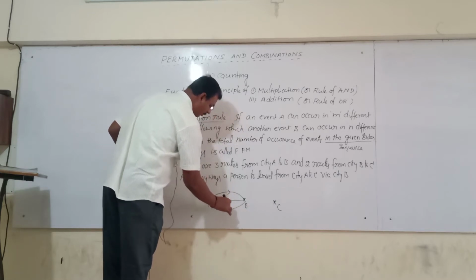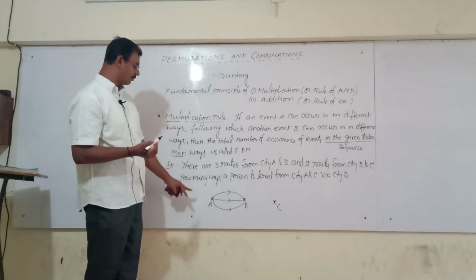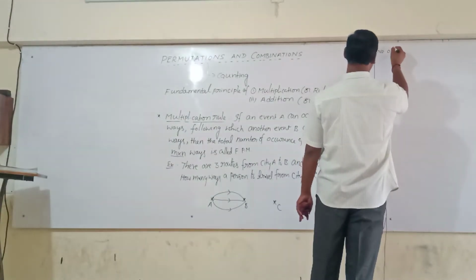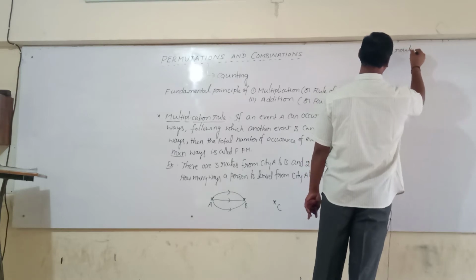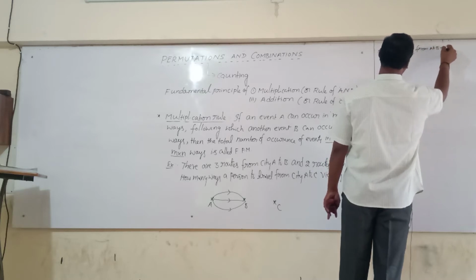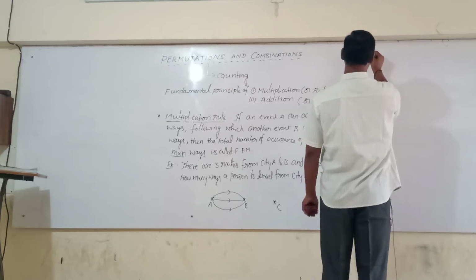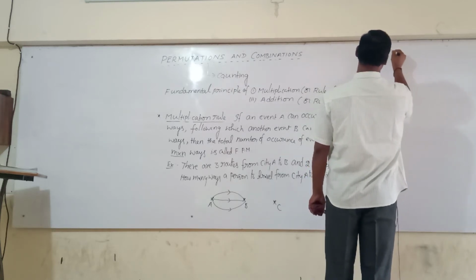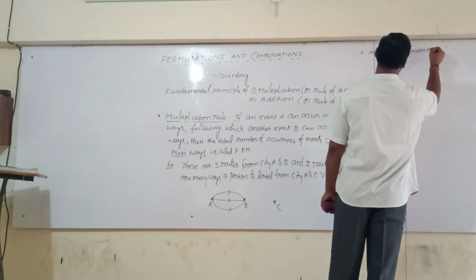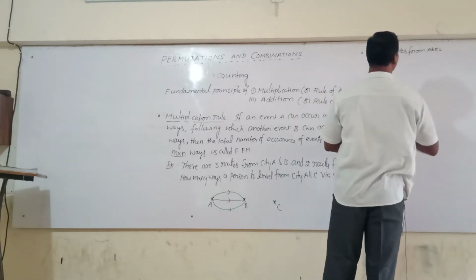So how many routes are there? 3 routes. So the number of routes from A to B is equal to how many? Number of routes from A to B is equal to 2. Clear? So this is a very clear point. Number of routes from A to B is equal to 2, and 3 routes are given.